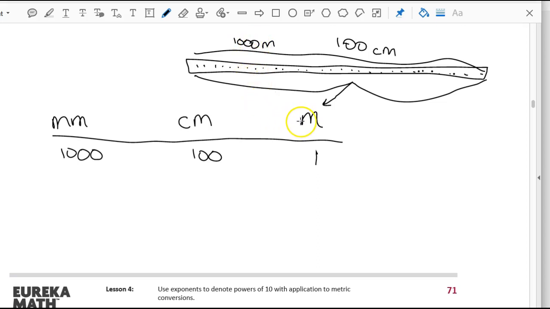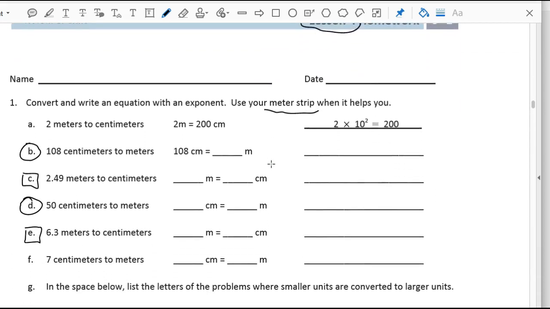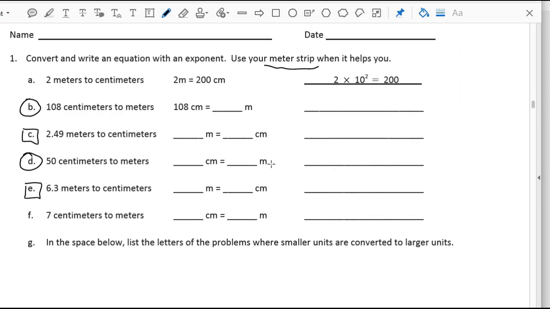A meter's pretty big, because this is also kind of like a yardstick, sort of, which is 3 feet about. That's close to being the same as a meter. So let's take a look at the ones that we're working with here. We're going to take a look at B and D first. The reason why I picked those to go together is because we're going from centimeters to meters in both.